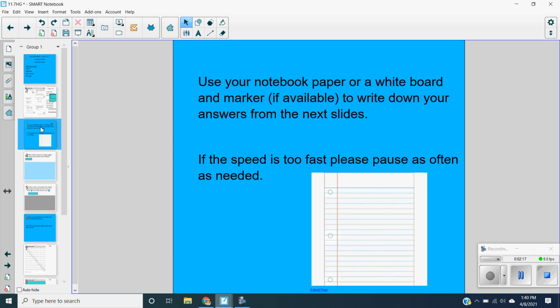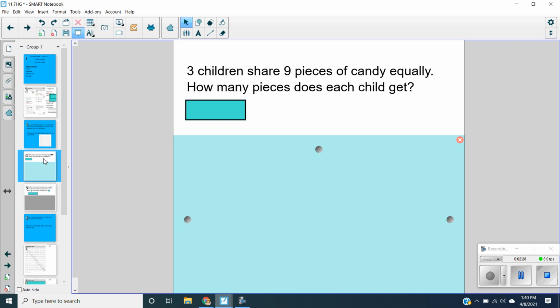For the next part of the lesson, if you can use either your whiteboard or notebook paper to write down your answers. If the speed is too fast, pause as often as needed. So for our first question, we have 3 children and they share 9 pieces of candy equally. How many pieces does each child get? And if you want to write a number model to go along with your answer, that might be helpful. Press pause and play when you're ready to check.